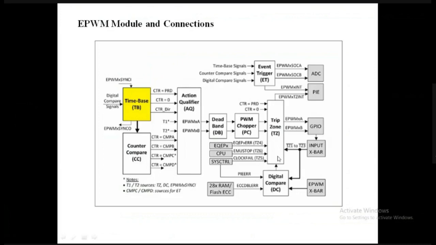This digital compare submodule is there in order to expand the capabilities of your trip zone submodule. Like if you want to generate certain trip zone events when you want to compare two digital signals, then it can generate your interrupt to PIE block as well. So this digital compare is there in order to expand the capabilities of your trip zone.